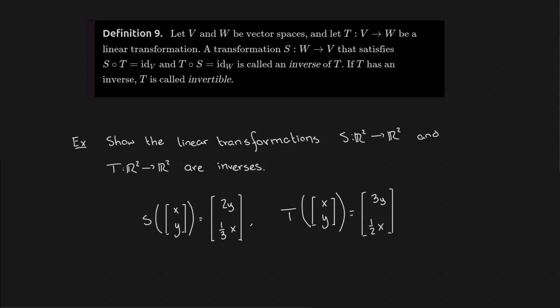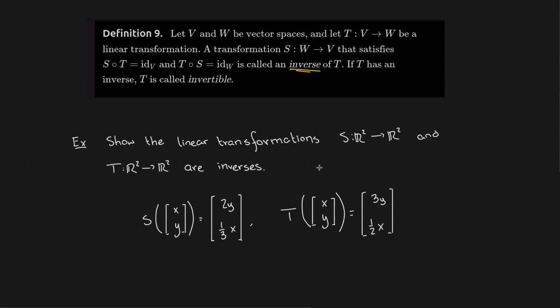Now let's define invertible linear transformations. So if we have two vector spaces V and W, and we have two linear transformations, T and S, where one goes from V to W, and the other one goes from W to V, so going in opposite directions, right? If the composition of S and T is the identity transformation, and also the composition of T with S is the identity transformation, then we call S and T inverse transformations.